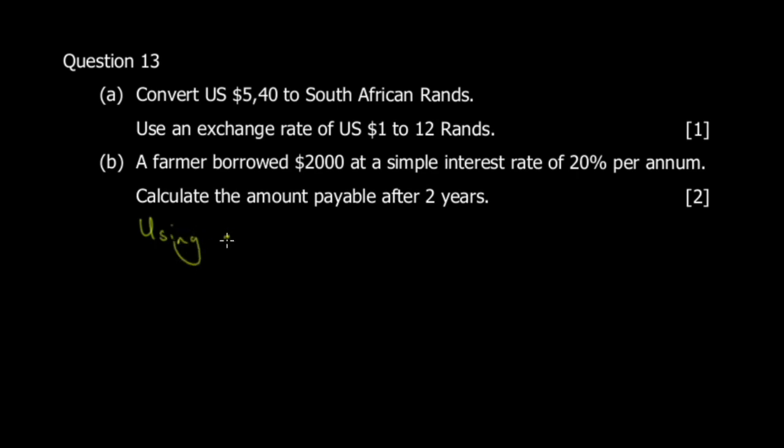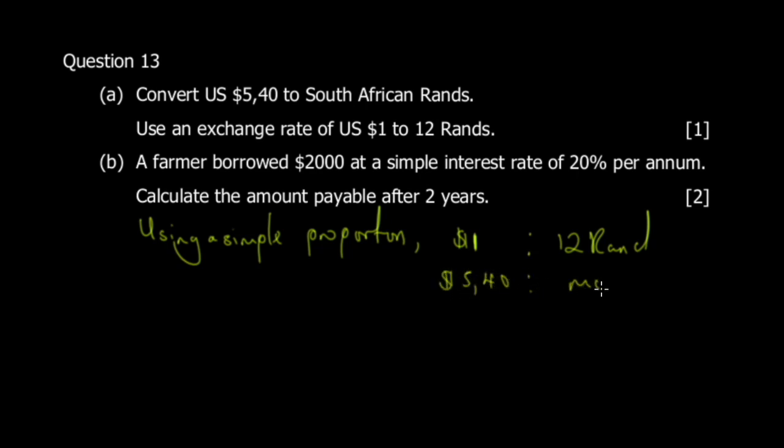If you want, you can say using a simple proportion. Using a simple proportion, we have $1 is to 12 rand. Then we need $5.40. This one should be more. These are directly correlated. The more money in dollars that you have, the more equivalent rand that you have. So we say more whenever we compare. If it's more, what does it mean? It means bigger number on top. You might know this from primary school, right?